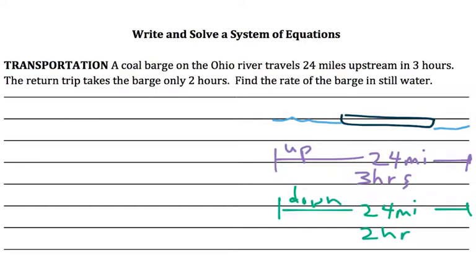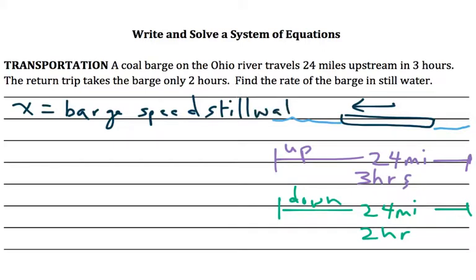So if the barge is getting pushed by its own motor, and it's moving in that direction when it's going downstream, it's speeding along, and it's going to have its own speed, and they call it the rate. So I'm going to call this the barge speed. We have no idea what the speed of the barge would be in still water. So this is in still water. So if there's no current at all, that's what it would be doing.